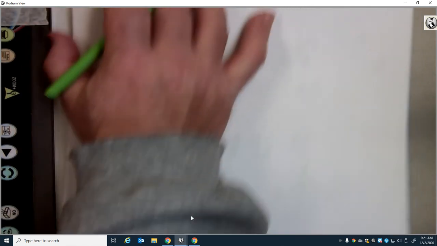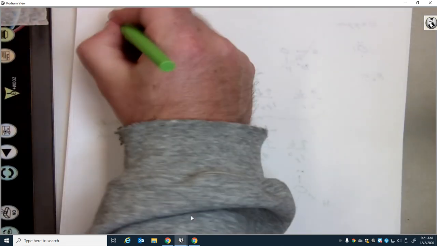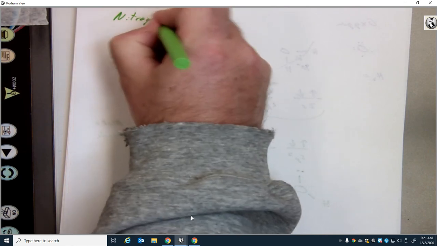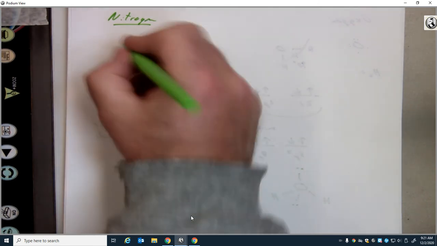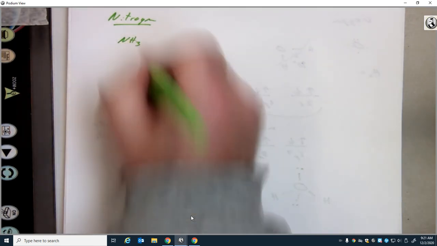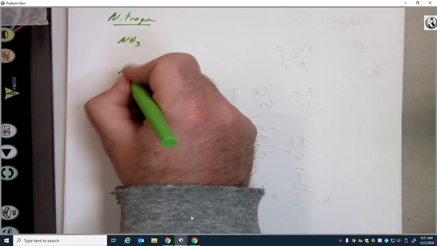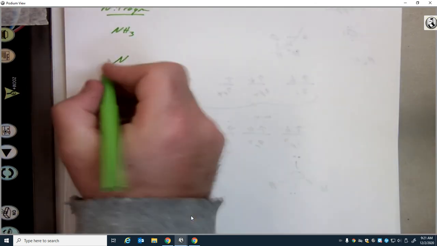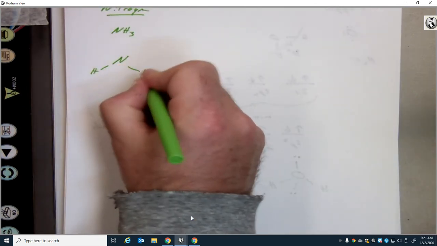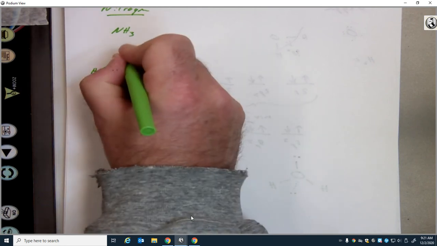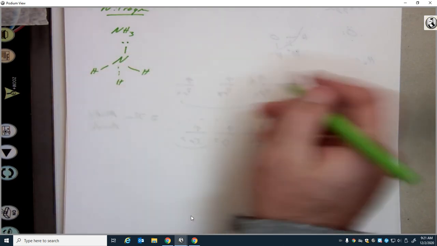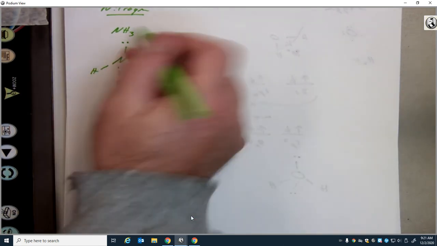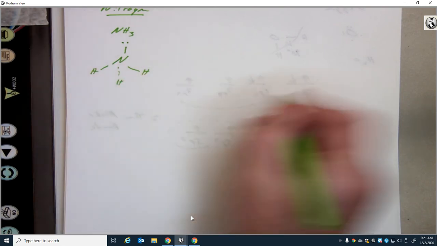Now, nitrogen does the same thing. If we look at NH3, it again kind of makes that tetrahedral shape. We have an H, and an H, and an H, and then up here, we have these 2 electrons. So we again have this tetrahedral shape. And to get that tetrahedral shape, we think that there's, again, some hybridization going on.